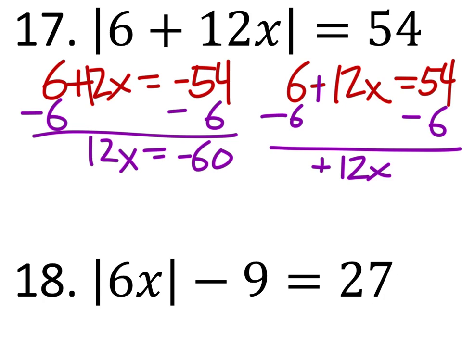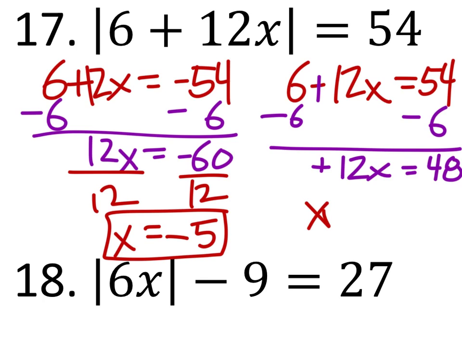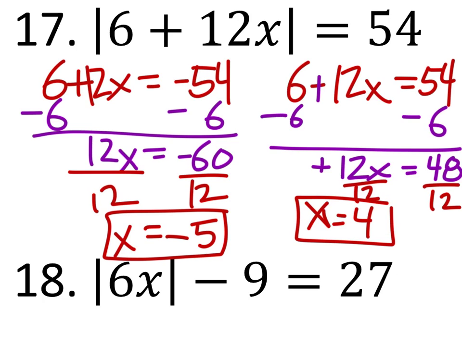Sorry, that was plus, I'm sorry. So that's a positive 12x equals 48. Well, that's nice, that seemed to work out pretty well. We'll divide by 12 here and here. So we got x equals negative 5, and dividing by 12 over here, x is 4. And we can write this as x equals 4 and negative 5 like this if you choose.